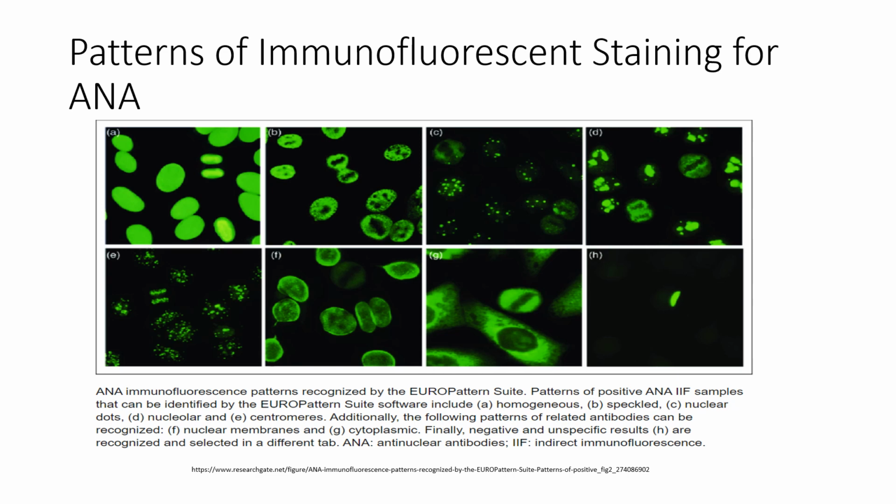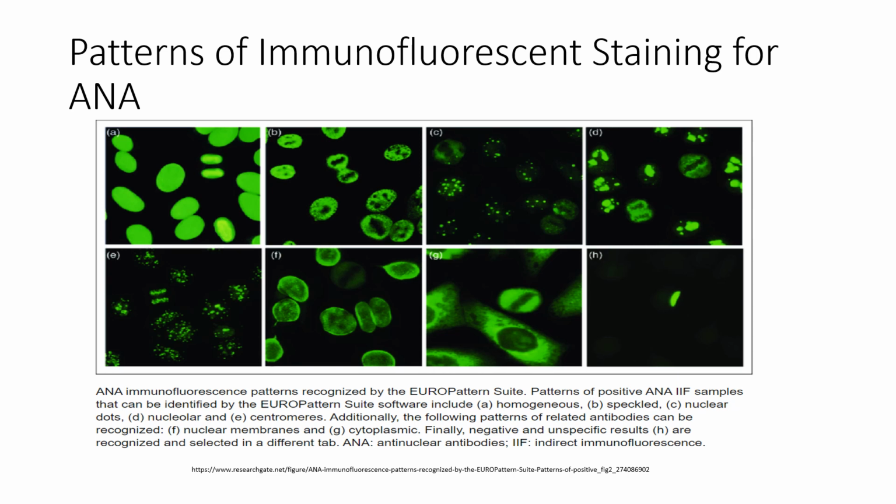Then the letter B, that is the speckled. Then we have the third one, the nuclear dots. The fourth one on the upper portion is the nucleolar. And the first one below is the pattern we call centromeres.